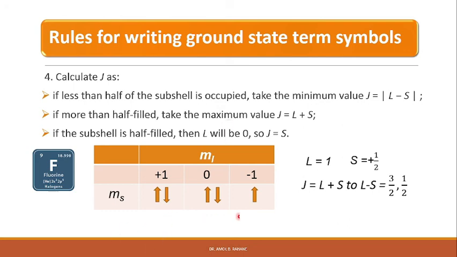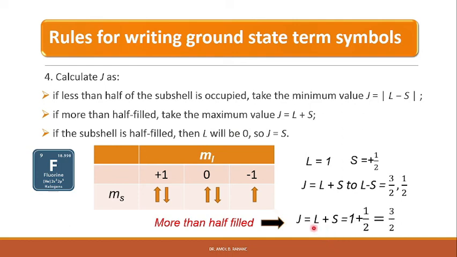In the case of this 2p in the fluorine atom, it is more than half filled, and therefore we have to apply the second rule, that means take the maximum value of J. So we take J is equal to L plus S, that is 1 plus half, which is equal to 3 by 2. So J equal to 3 by 2 will be lower in energy, or it represents the ground state term.